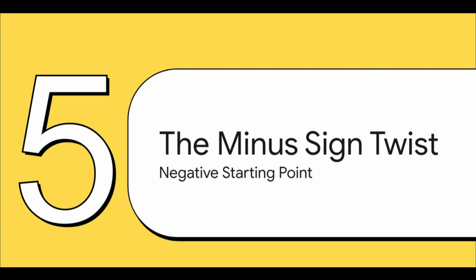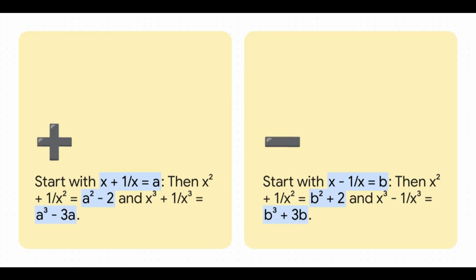All right, there is one last twist we have to cover. What happens if the problem starts with x minus 1 over x instead of a plus? Well, the formulas are almost the same, but there's one critical difference you have to watch out for. The signs. Let's just put these side by side. On the left, our original formula starting with a plus. On the right, the formulas for when you start with a minus. The key thing to notice? For the square, you now add 2, and for the cube, you add 3b. It's a tiny change, but getting the sign flip right is absolutely everything. It changes the entire answer.